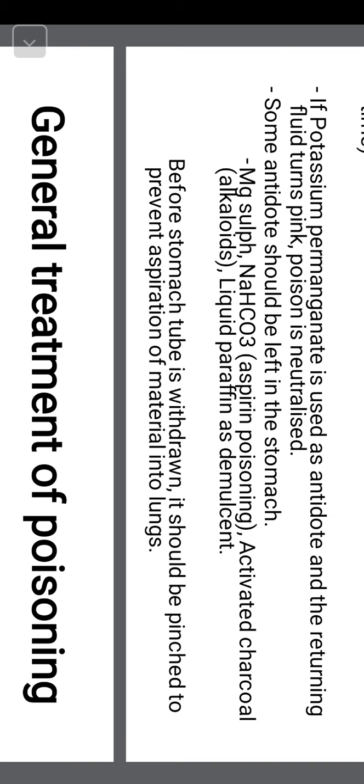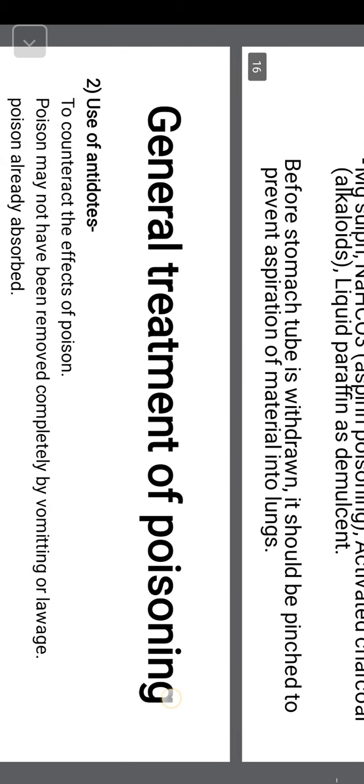Then in some cases you can leave some antidote. If you know the exact antidote, some antidote can be left in the stomach, like Maxsulf, magnesium sulfate, sodium bicarbonate, activated charcoal, and liquid paraffin. Liquid paraffin will act as a demulcent, creating a coating over the wall of the stomach.